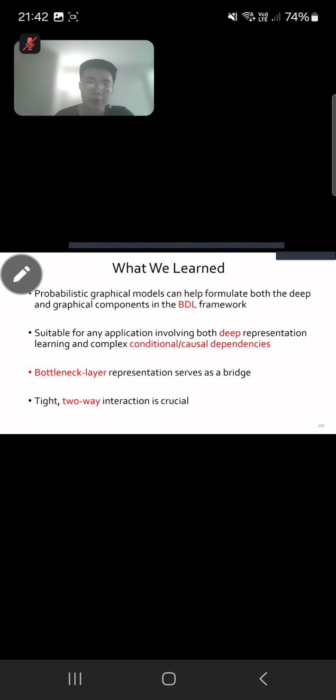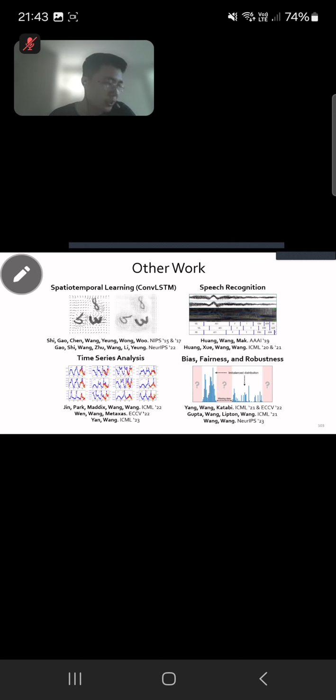So with all this work, what we have learned is that in the Bayesian deep learning framework, we can actually use graphical models to help formulate both the deep and graphical components. And this framework is suitable for any application as long as it involves both deep representation learning and complex conditional causal dependencies. And the bottleneck layer representation can serve as a bridge to marry these two components. And last but not least, the tight two-way interaction between the deep and graphical components is crucial for information exchange and performance improvement.